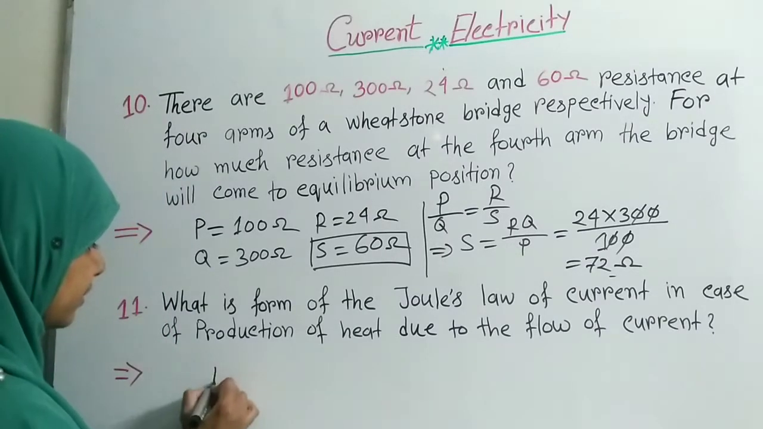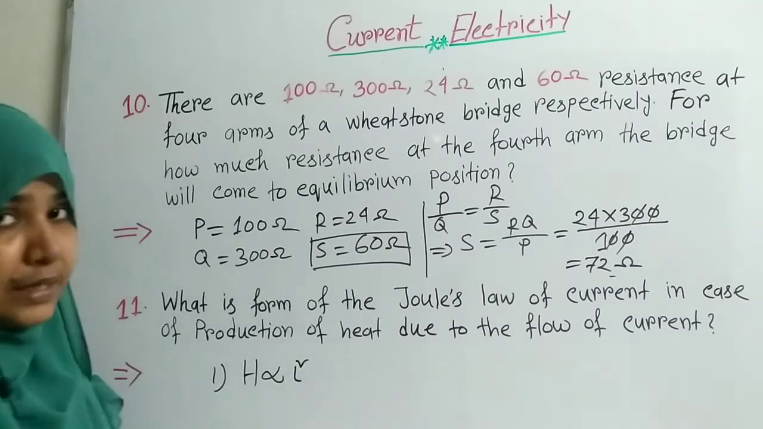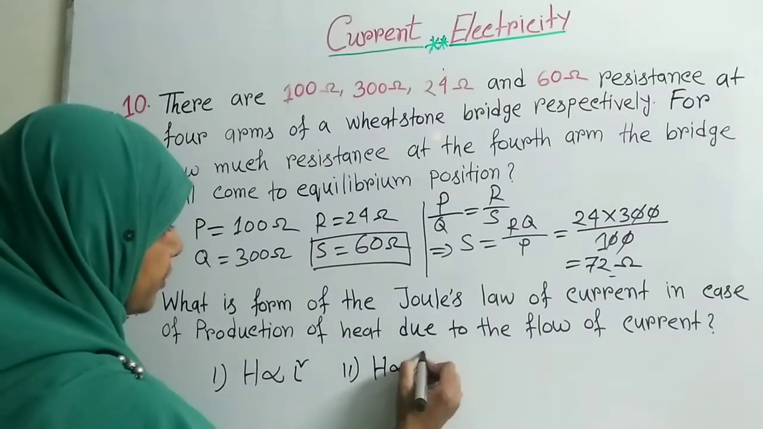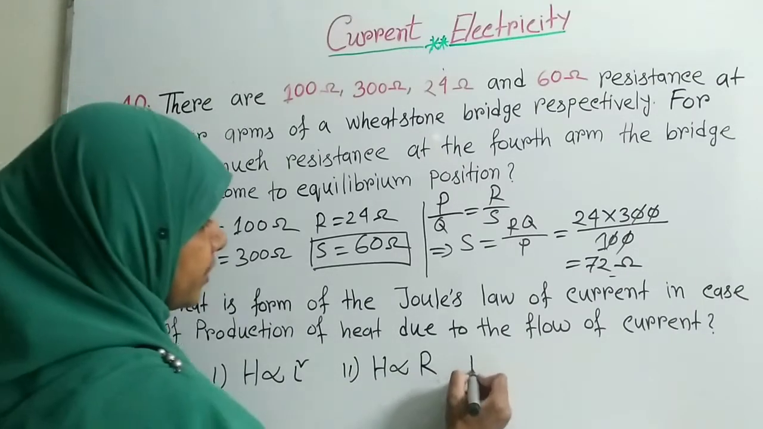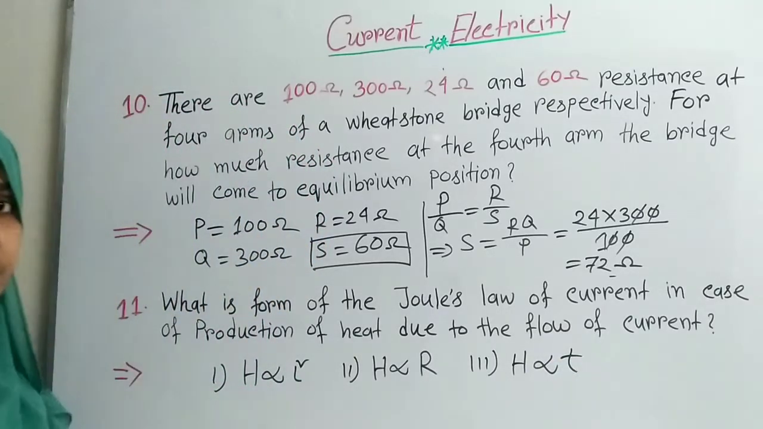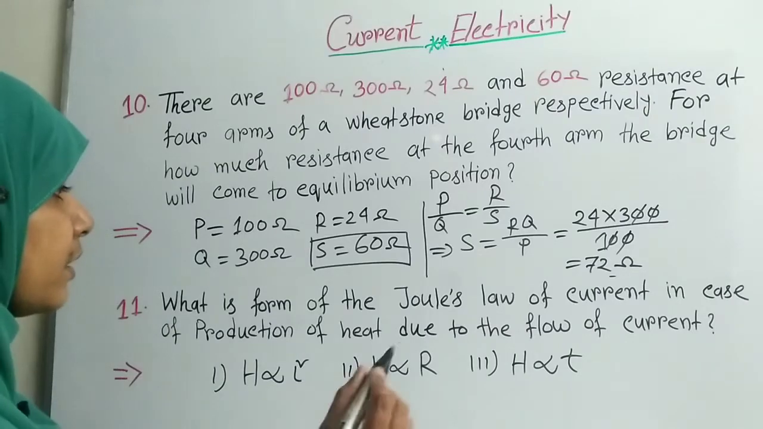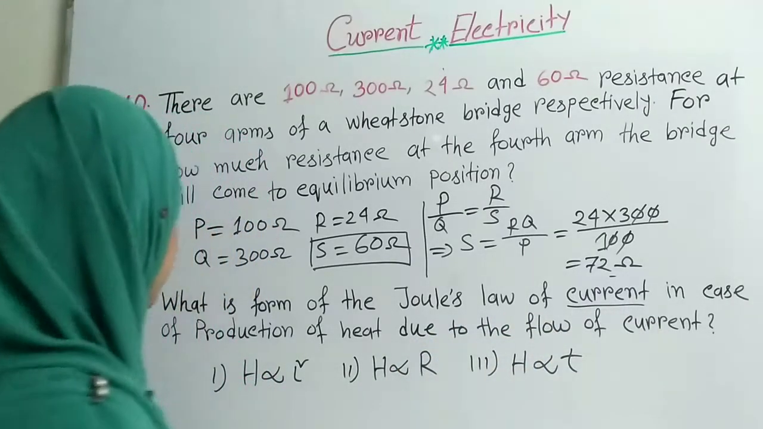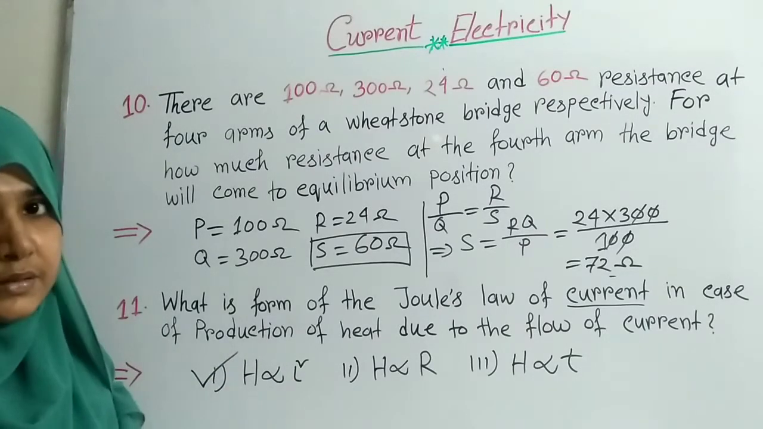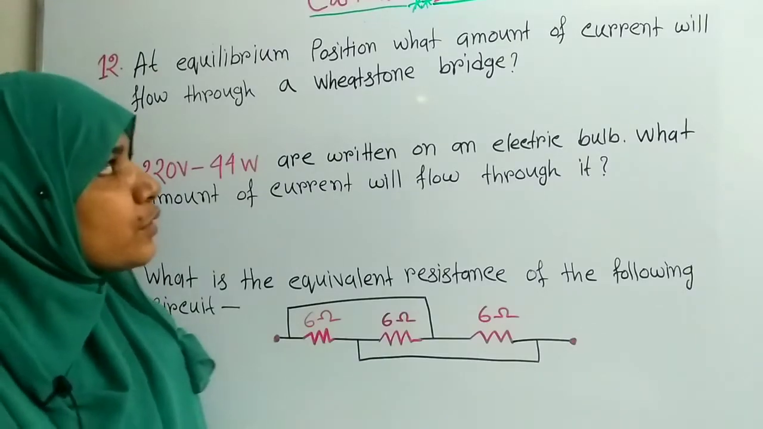Laws are number 1, H proportional to I square. Number 2, H is proportional to R. And number 3 is H proportional to T. So which one is correct for this answer? Here you can see the question is that Joule's law of current. So the Joule's law of current is H proportional to I square, and that will be the right answer.